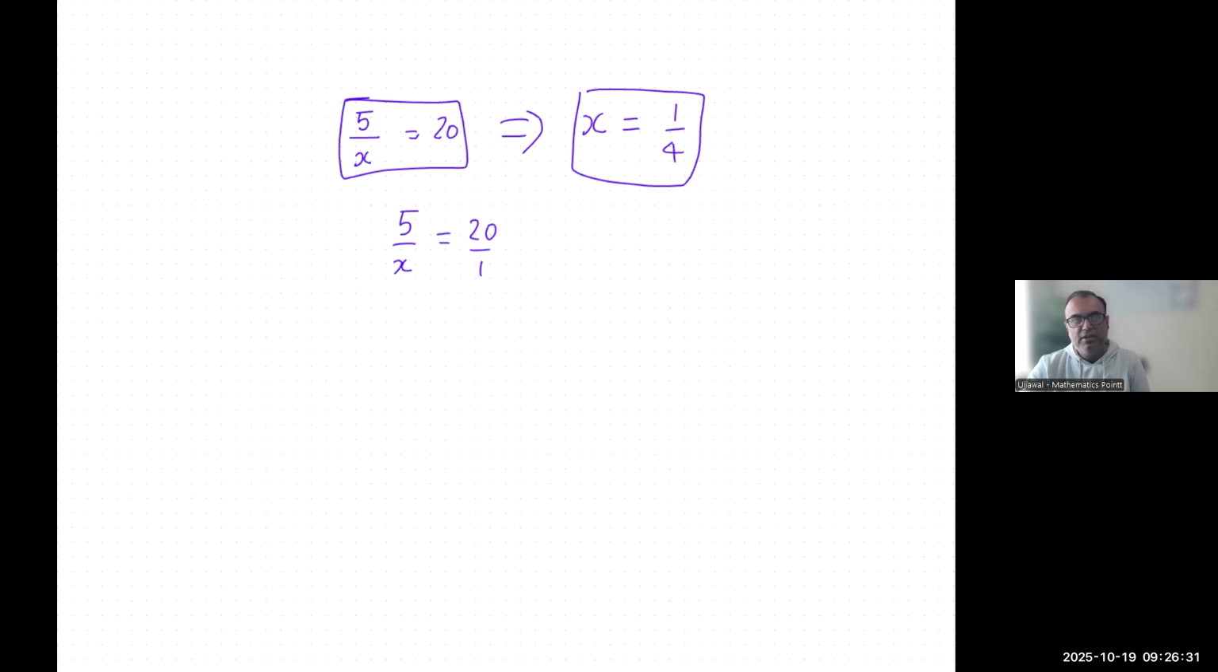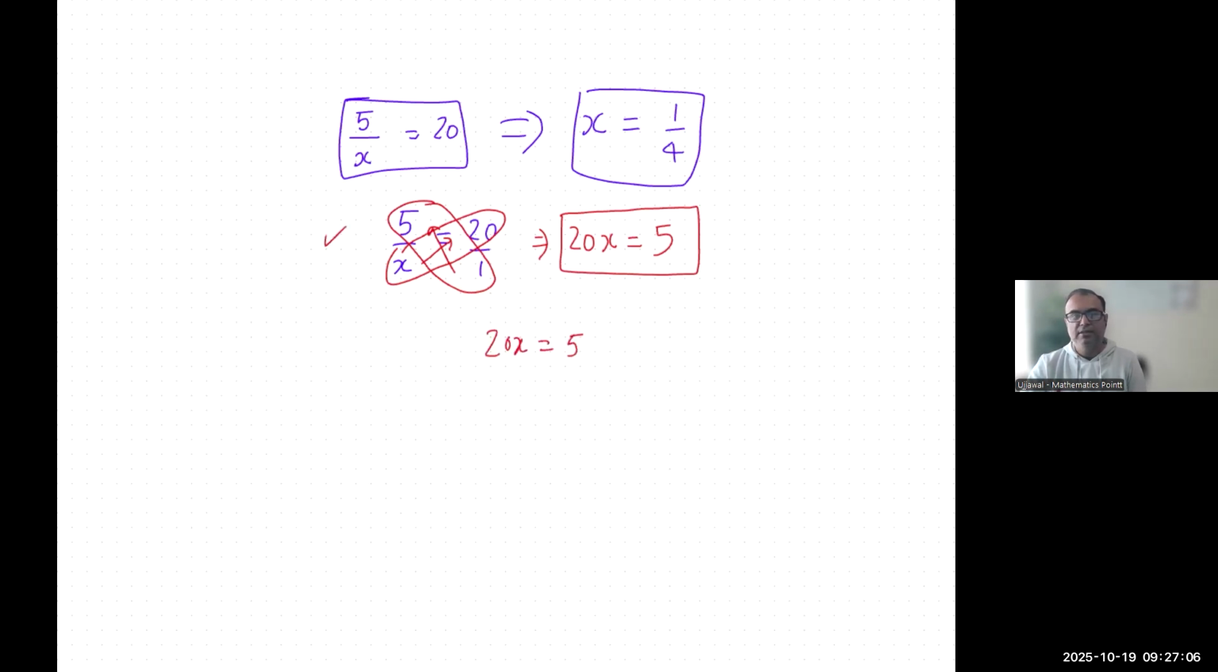So when you've got this kind of a scenario, when you've got two fractions being equated together, cross multiply. 20 times x makes it 20x equals to 5 times 1 makes it a 5. So your linear equation now looks quite easy. So you have 20x equals to 5. So that is the trick that no one teaches you in schools. So now you can do easy.